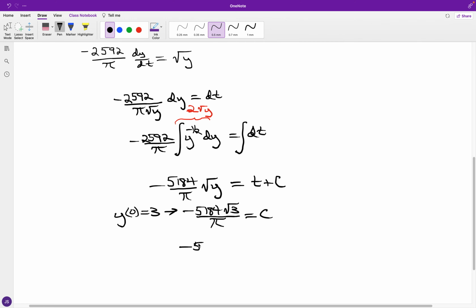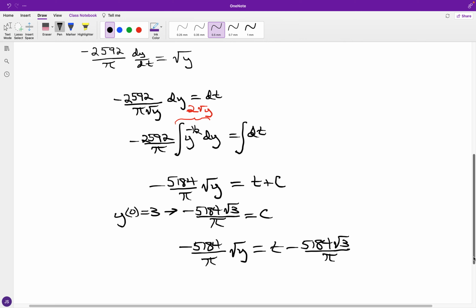So we have in our formula, and this is a bit redundant, negative 5184 over pi times the square root of y is equal to t minus 5184 times the square root of 3 all over pi.